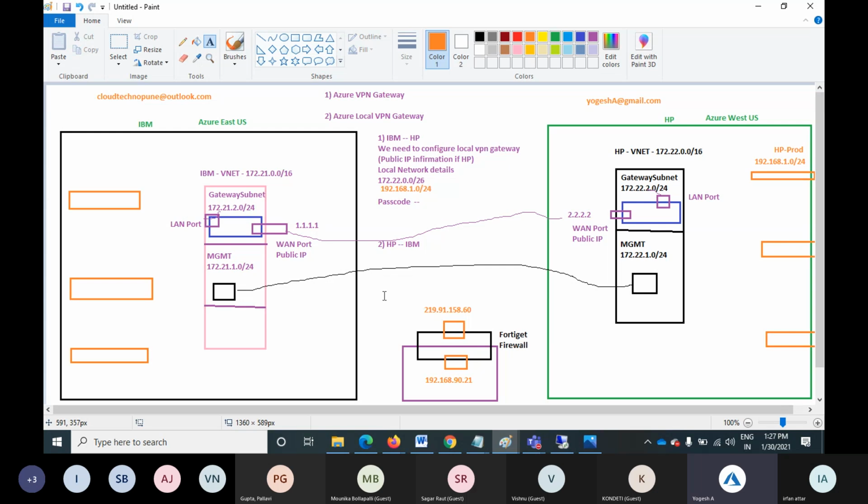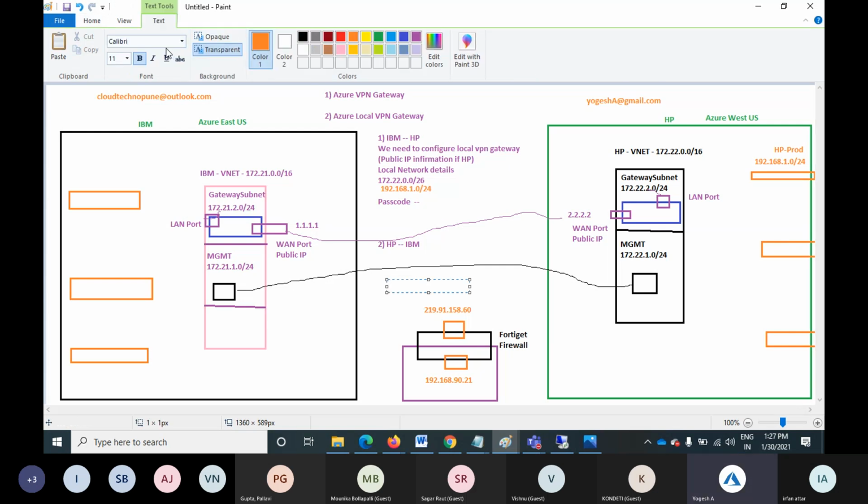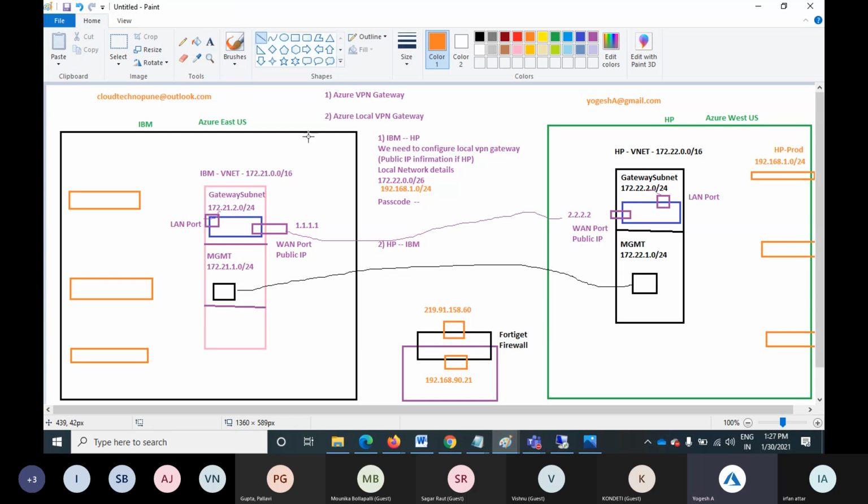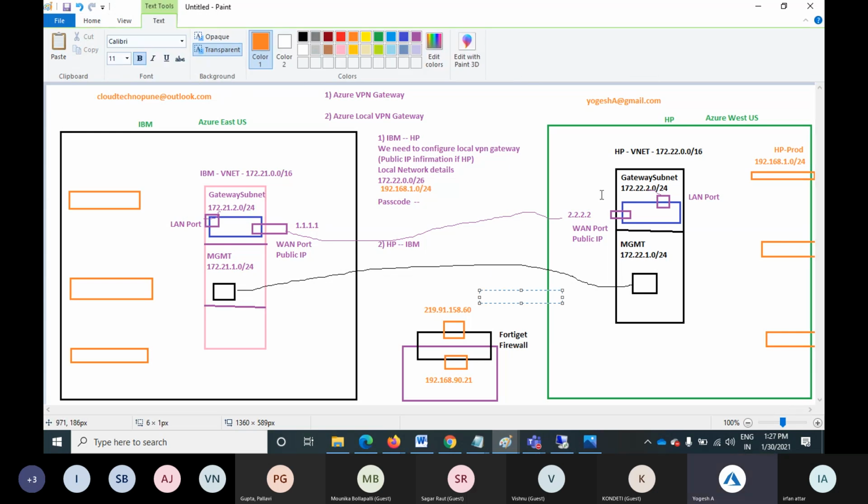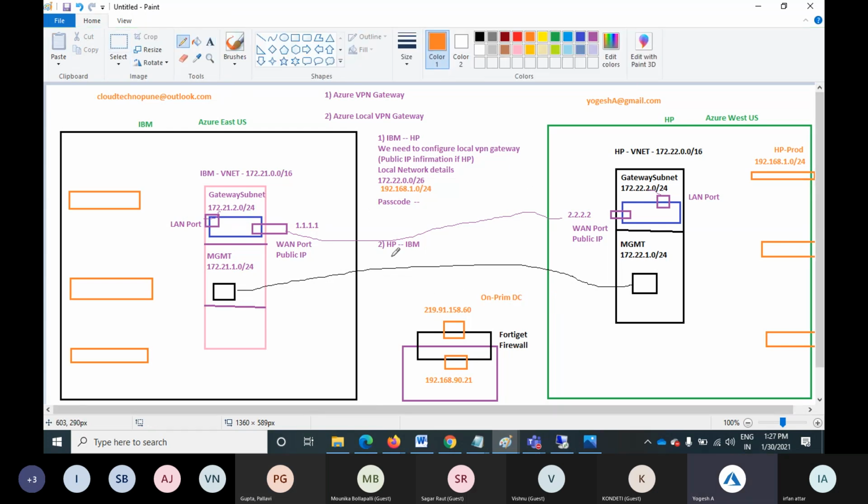In second scenario, we'll create one more connection between on-prem and my physical data center. So this is the physical data center. This is my on-prem data center. Okay, so we'll create one more connection between on-prem and cloud-prem. So this is the hybrid scenario.